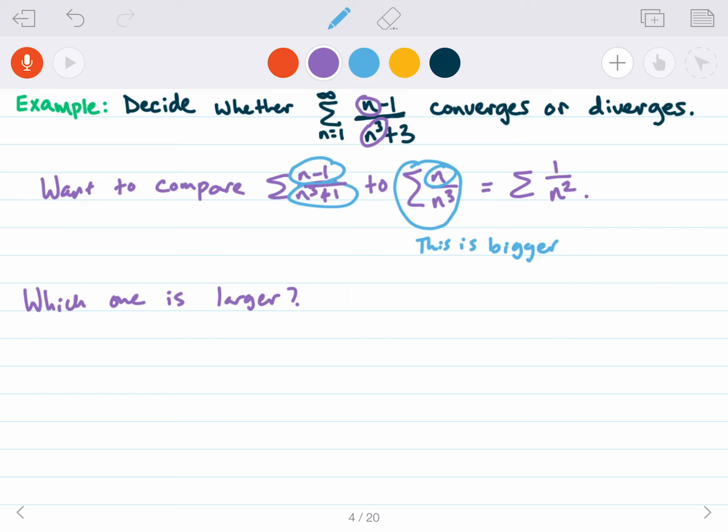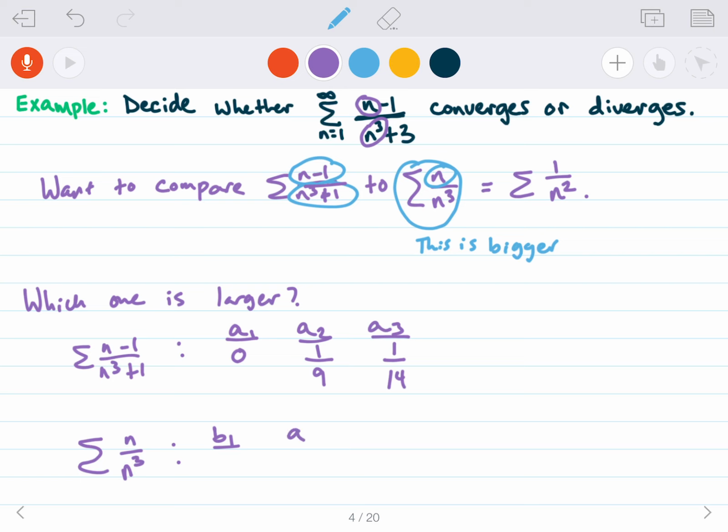We can list out some terms. So like for n minus 1 over n to the 3 plus 1, what we have a sub 1, a sub 2, a sub 3, and we can list the terms out. So when I plug in 1 for n, I get 1 minus 1, which is 0 over 2. So that's just 0. Okay, a sub 2, we plug in 2 for n, so we get 2 minus 1 over 2 to the 3 plus 1, and that's going to give us 1 over 9. Okay, a sub 3, we plug in 3 for n, 3 minus 1 is 2, over 27 plus 1 is 28, and that just reduces to 1 over 14. Okay, now we look at the other one. So the other one was n over n to the 3, which was 1 over n squared.